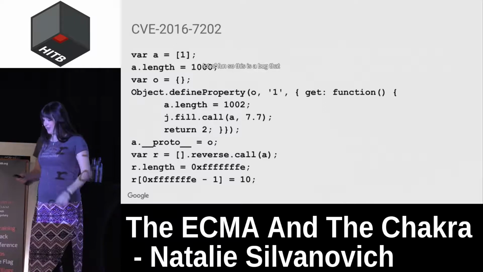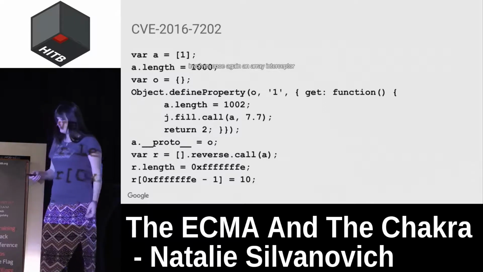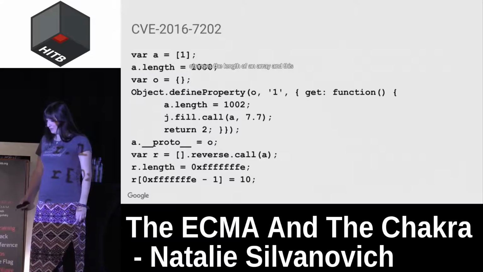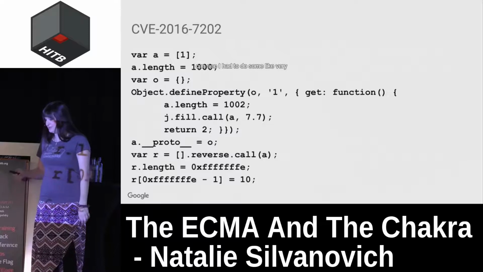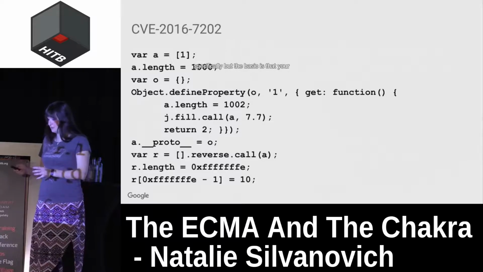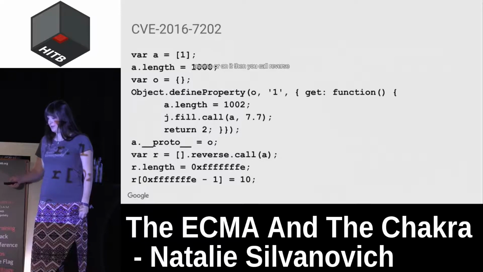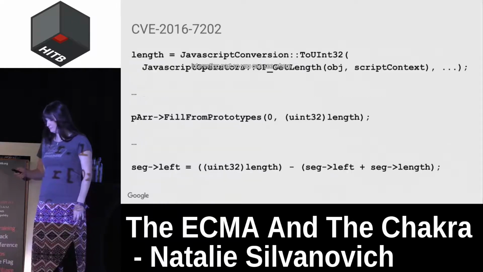So this is a bug that involves, once again, an array interceptor, an array getter, and it basically changes the length of an array. And this one's a little bit of a picky bug. You can see I had to do some very specific lengths, but the basic idea is that your array length is 1,000, and then you create the accessor on it, then you call reverse, and then the accessor makes the array longer than it was before. That's the interesting part.